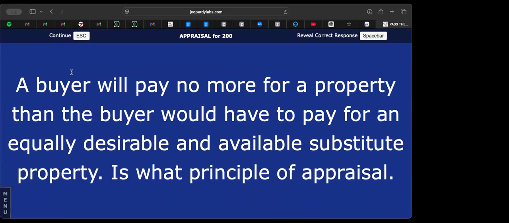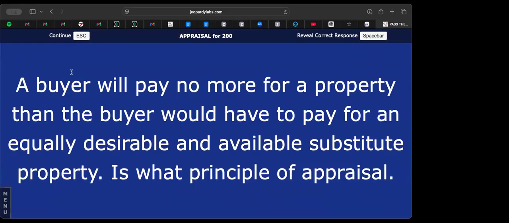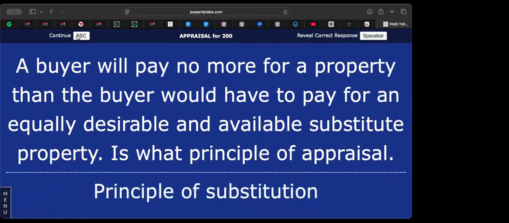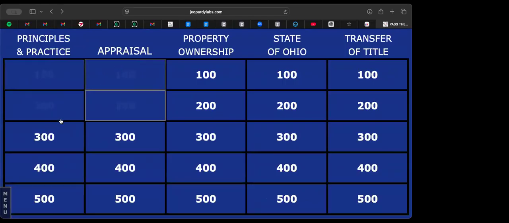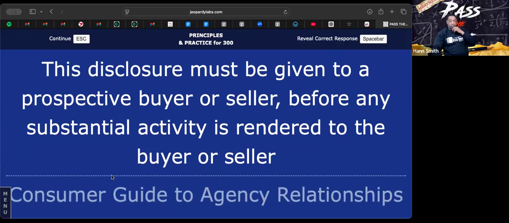What principle of practice? A buyer will pay no more for a property than a buyer would have to pay for an equally desirable and available property. It's the principle of substitution. Yep. Principle and practice 300. A consumer agency disclosure. Consumer guide to agency relationship.